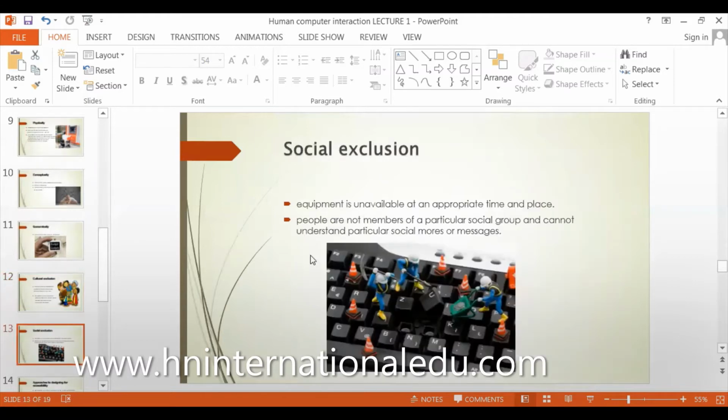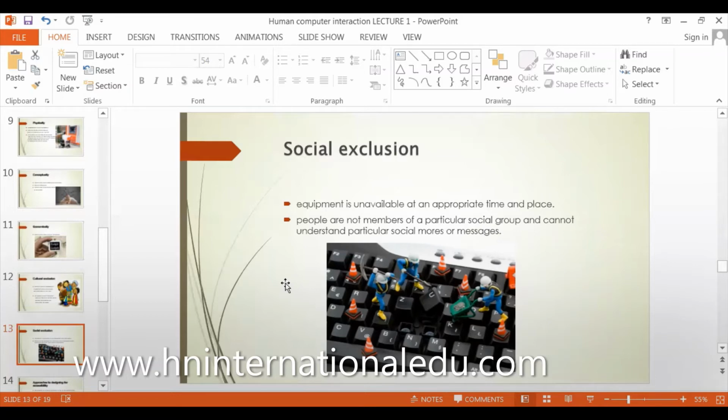Social exclusion. This is when equipment is unavailable at an appropriate time and place. Equipment has some time bounds. For example, it is designed for American time, and in America it's available just from morning 9 to evening 5. At the same time, in other countries that time may be midnight. So this is social exclusion.